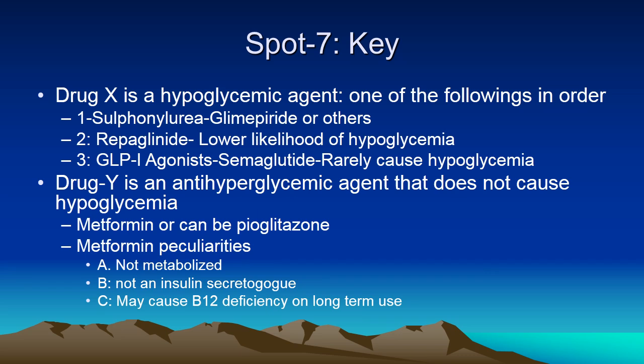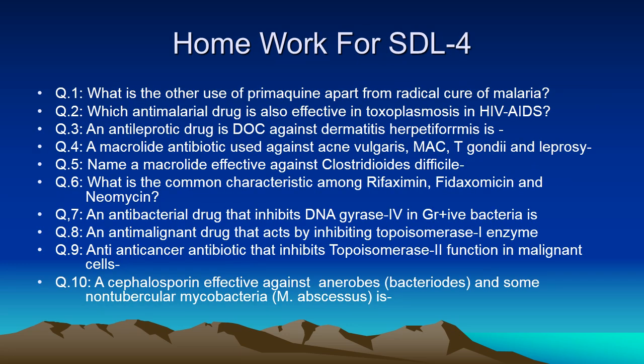Distinctive features of metformin: metformin is not metabolized at all. It is excreted principally through the kidney. Therefore, dose adjustments have to be done in renal impairment. It is not an insulin secretagogue, but it acts mainly on the liver and GIT and increases peripheral utilization of glucose. It may cause vitamin B12 deficiency on long-term use. So these are the unique features.